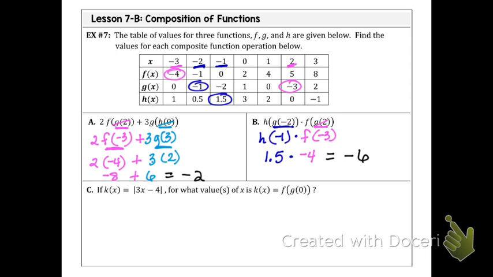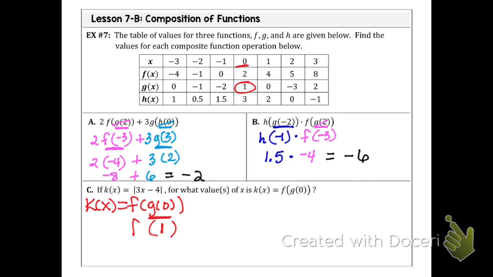All right, C says if k of x is equal to the absolute value of 3x minus 4, for what values of x is k of x equal to f of g of 0? Well, it told us that k of x is equal to f of g of 0. So let's find what that is. G of 0, so go to where x is 0 and g is 1. So we're looking for f of 1, so go to where x is 1 and our f function says it's 4. So we know then that k of x is equal to 4.